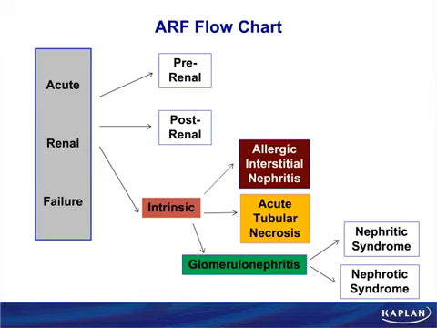If it's intrinsic renal, it could be allergic interstitial nephritis, it could be acute tubular necrosis, or it could be glomerular nephritis. If it's glomerular nephritis, you have to consider, is this the nephritic syndrome, which is due to inflammation of the glomeruli, or is this the nephrotic syndrome, which is due to loss of the glomerular basement membrane? Now we'll take a look at how you can tell the difference between pre-renal, post-renal, or intrinsic renal.